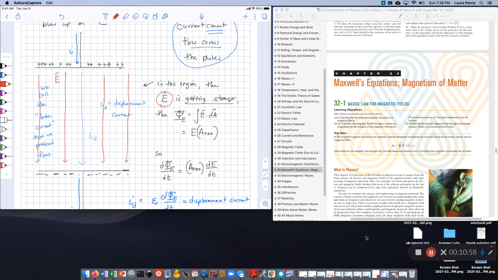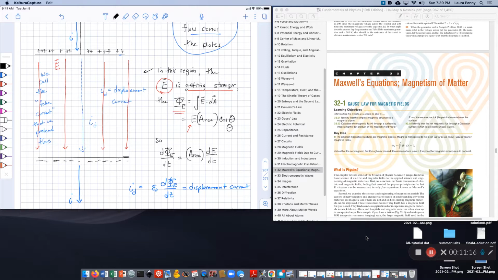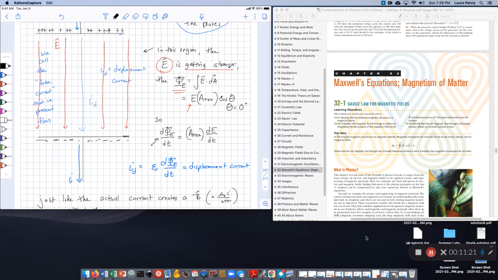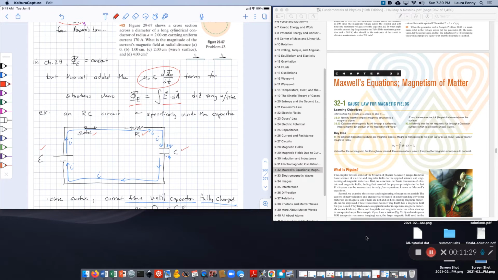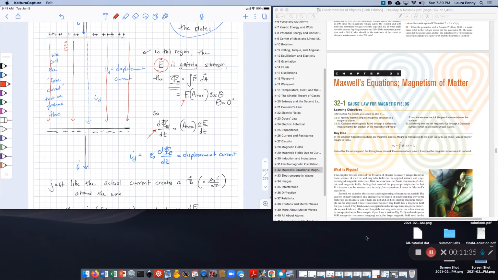And so my electric flux is becoming larger. In this region, my electric flux is basically just the strength of my electric field times the area, and there's also a cosine of the angle between them, but in this case theta is 0 degrees. And so the changing electric flux with time, which is what's in this equation that he put in, is just going to be the area times the change in the electric field with time.